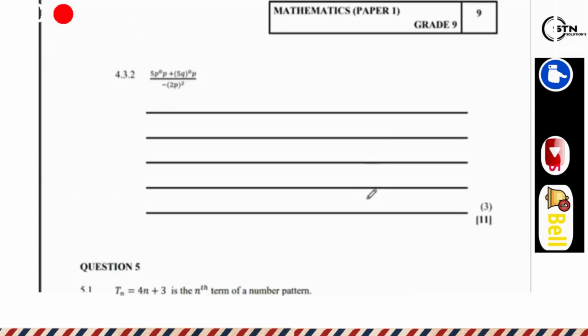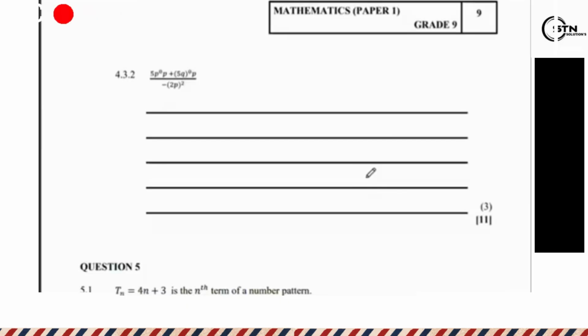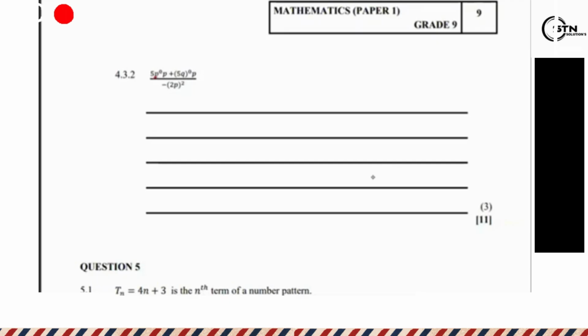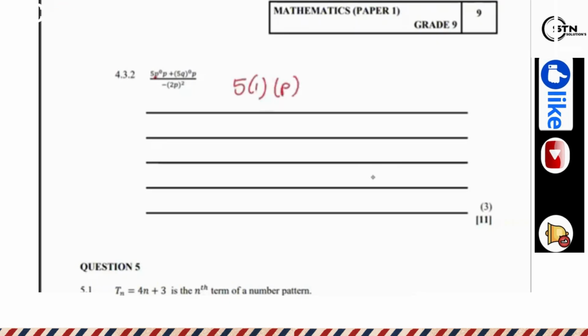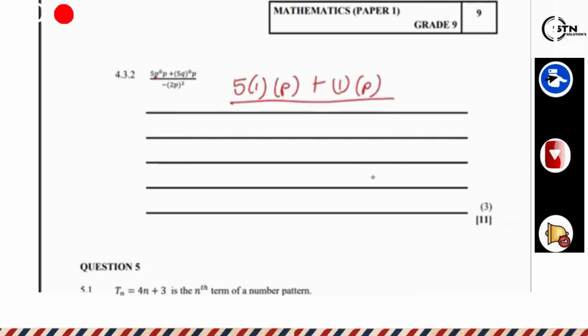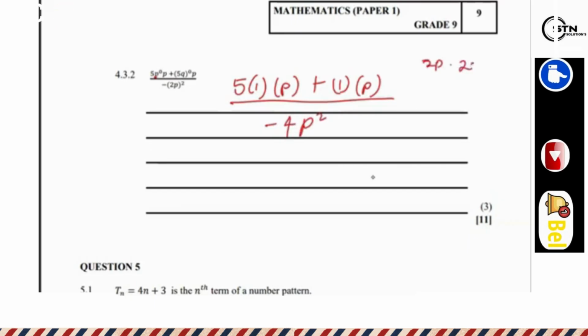Okay, then 4.3.2, anything to the exponent of 0 must always give us a 1, okay? So this 0 is just next to the p, so which means it's going to be 5 times 1 multiplied by p, plus this is going to be a 1 multiplied by p, over this 2 is going to affect the 2, the p is also affected, so that's going to be a negative 4p squared, because it's going to be 2p multiplied by 2p.